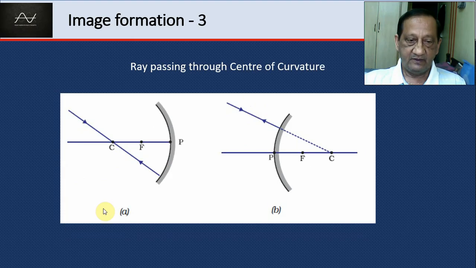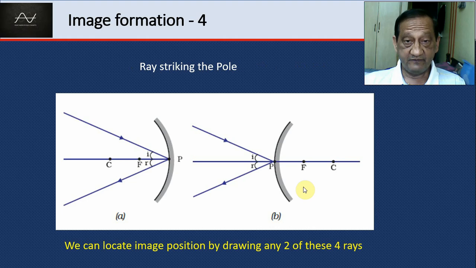Third, if a ray passes through the center of curvature, it will retrace its path, clearly because it is perpendicular. Here also it is perpendicular. That's the third type of ray. Fourth, if it hits the pole, well, this mirror is exactly like a plane mirror there. So it will simply obey the laws of reflection and go away as shown for each case. Now we can locate the position of the image by drawing any two of these rays.